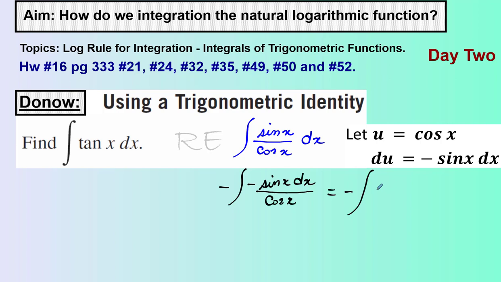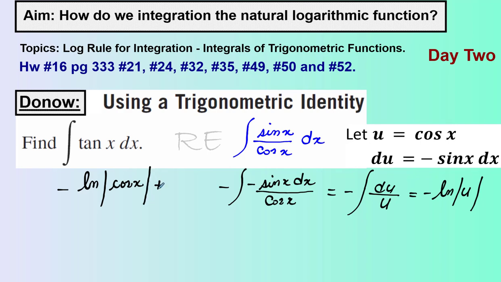Therefore, now we have negative the integral of du divided by u, which is equal to negative ln absolute value of u. In conclusion, the integral of tangent x dx is equal to negative ln the absolute value of cosine x plus c.